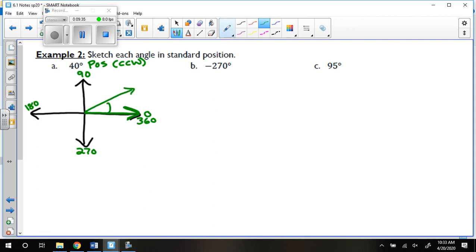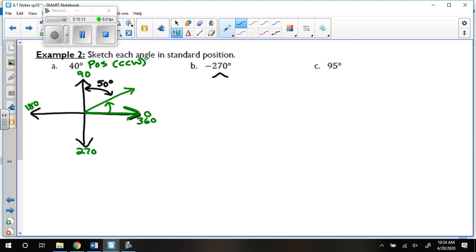Okay, so our angle is opening up because it's positive. And we're also going to make a note how far away from the next axis it is. We're going to talk about how many degrees are in this gap right here. Well, if we've gone 40 degrees into quadrant 1, that means there are 50 degrees remaining between our terminal side and that next axis, which would be 90 degrees.